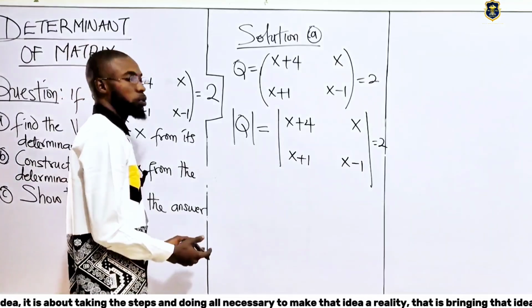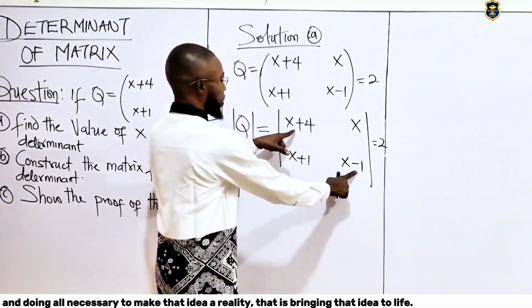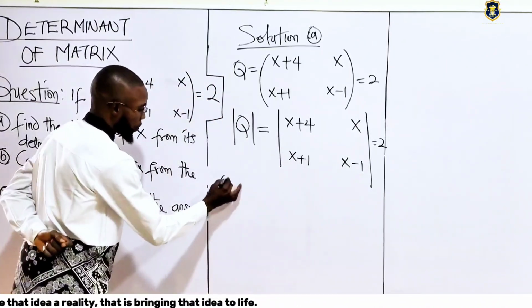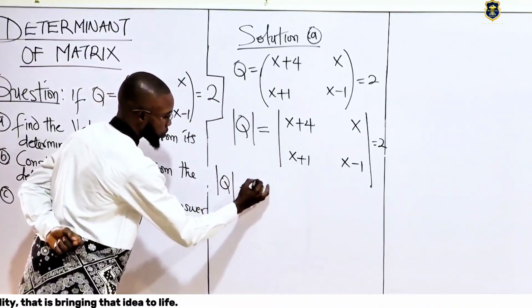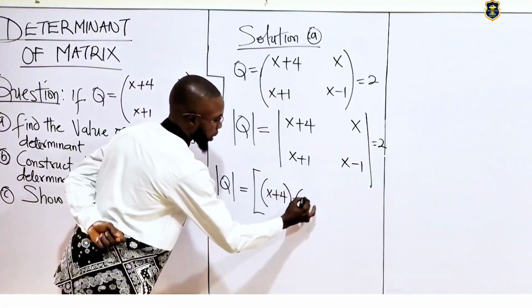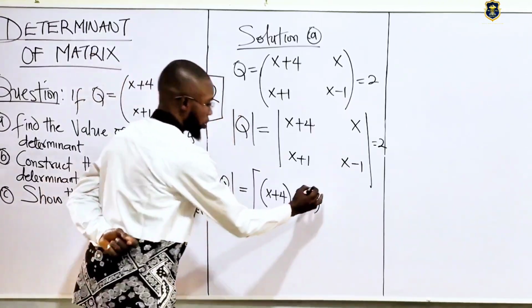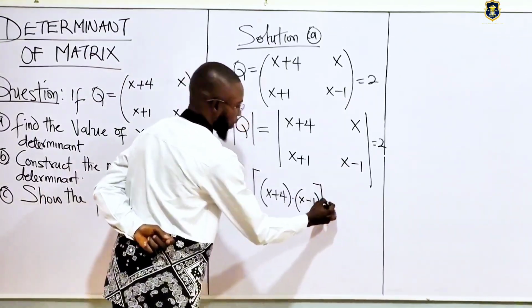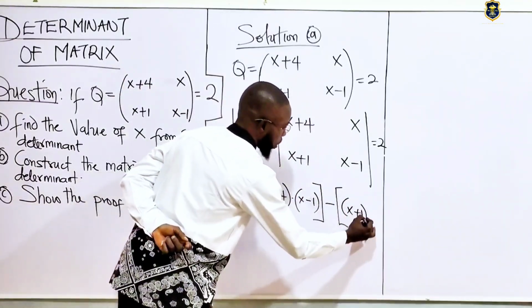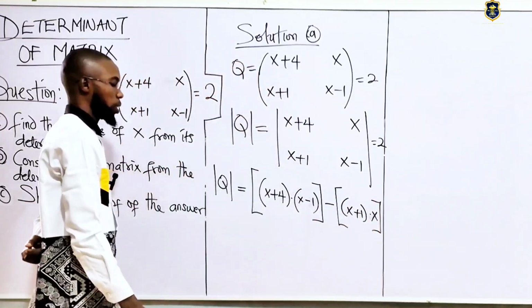First of all, we said in solving, in simplifying a determinant, the principal diagonal must multiply, right? So we have x plus 4 times x minus 1. Therefore, Q becomes x plus 4 times x minus 1, right? So this is the first one we do, and then minus what? Minus this one. So minus x plus 1 times x. And that's how it works.